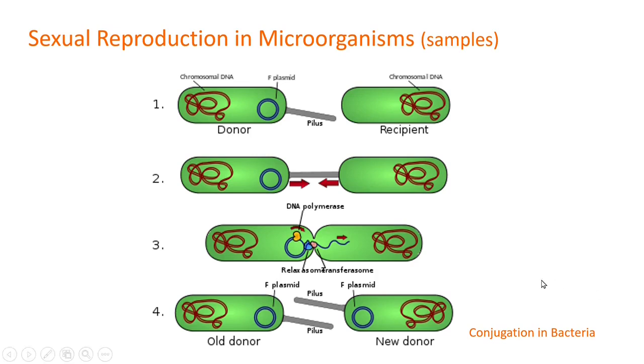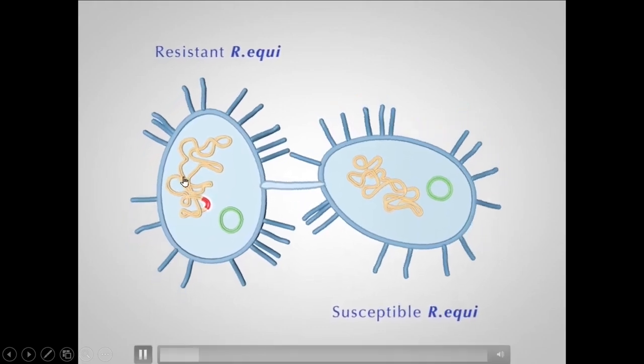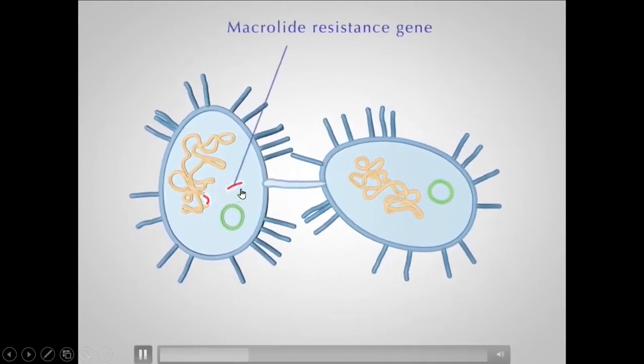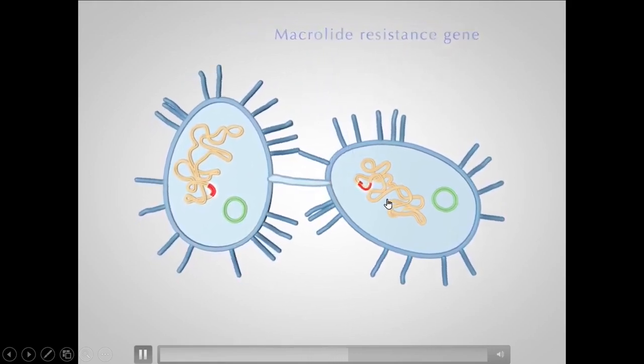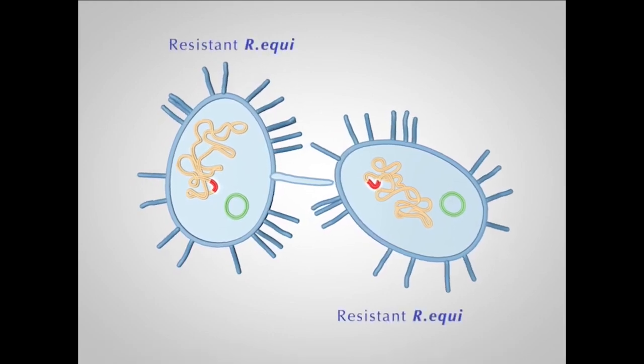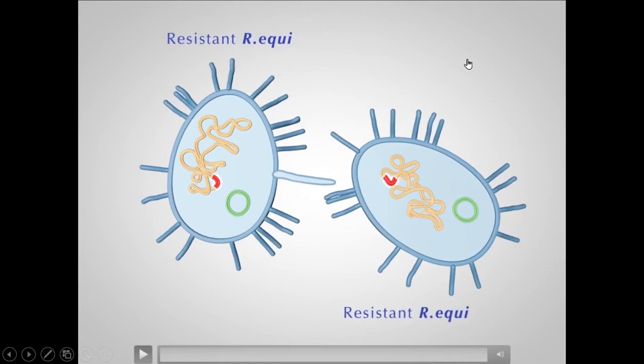Particularly, it is technically called conjugation in bacteria. Here is a scanning electron micrograph of E. coli bacteria. You can see in the middle that there is a pilus wherein the DNA will be transferred to the other bacteria. And here's a video that will show us the red portion, which is the DNA that will be transferred through the pilus to the other bacteria, and there will now be recombination happening here. So this is sexual reproduction because there is an exchange, a recombination of genetic material.